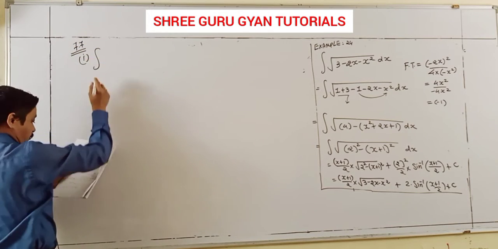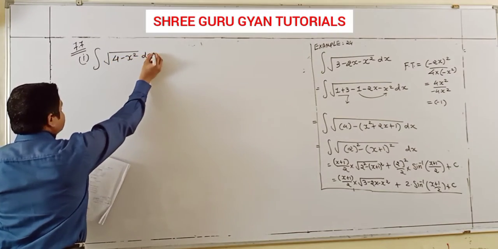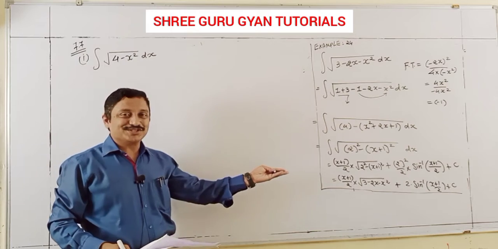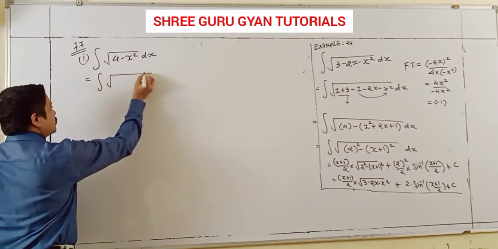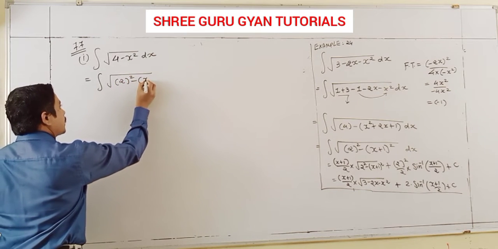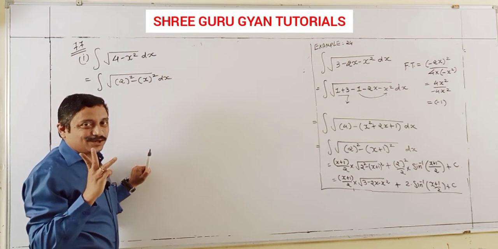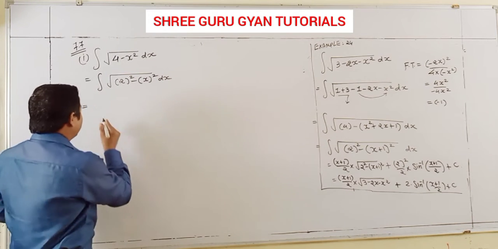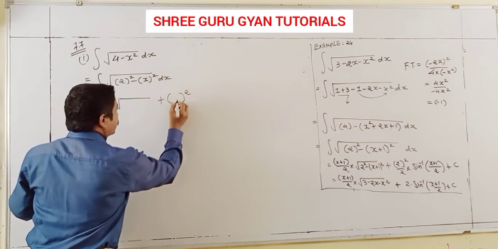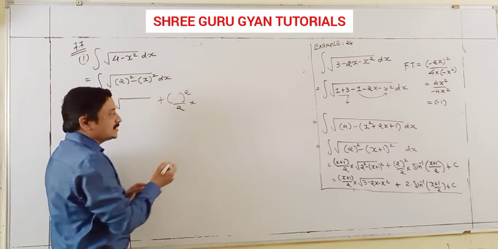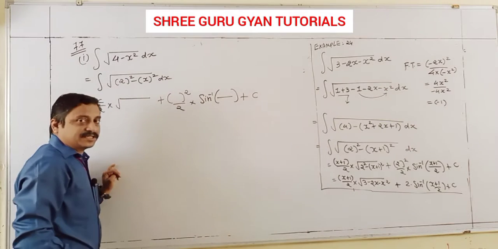First one, integrate under root 4 minus x square dx. Same method, constant minus variable, students. Here also you have to show 2 square minus x square. Yes, property number 3 applies: constant square minus variable square, x by 2 under root a square minus x square plus a square by 2 sine inverse x by a, plus c.